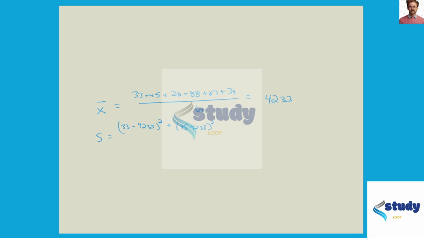45 minus 42.33 squared, plus 22 minus 42.33 squared, plus 88 minus 42.33 squared, plus 27 minus 42.33 squared, plus 39 minus 42.33 squared, over 5, and it's the square root of all of that. So that should calculate to 23.83.